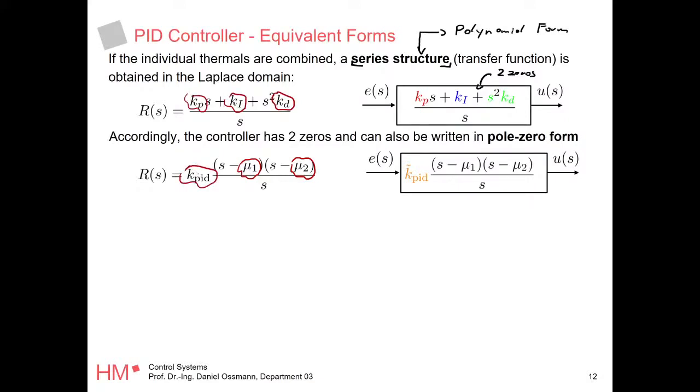Bottom line is you always have three free parameters. In the first form, you are free to choose the proportional gain, the integral gain, and the differentiating gain. In the second form, you can choose 2 zeros and 1 gain, right? At the end of the day, sometimes you need to compute your Kp, Ki, and Kd from the 2 zeros you have.